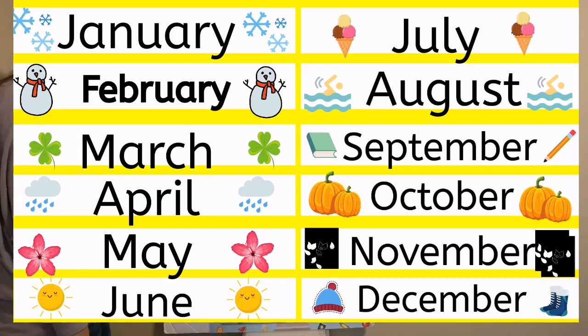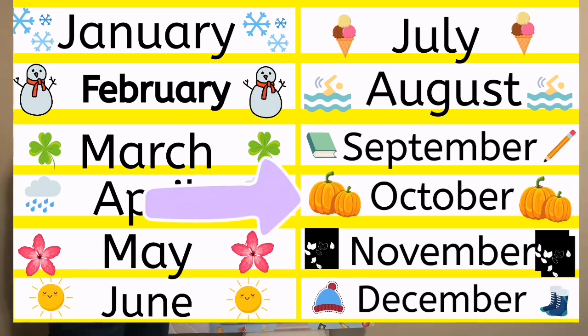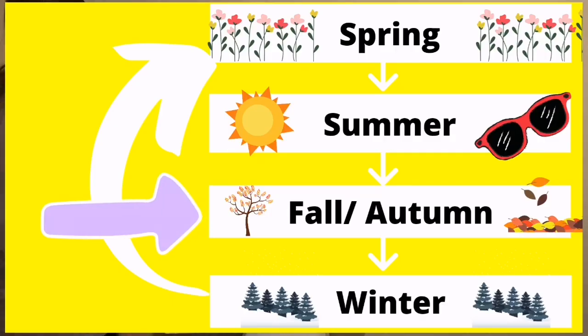And today, we're going to talk about October. October is in the season of fall. There are 4 seasons of the year: spring, summer, fall, and winter.